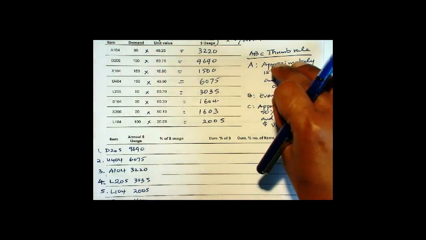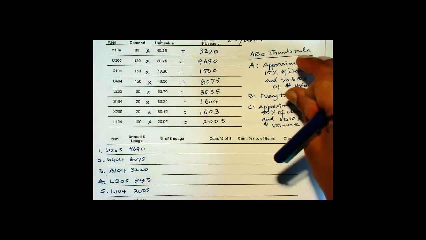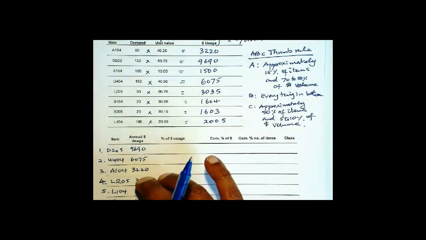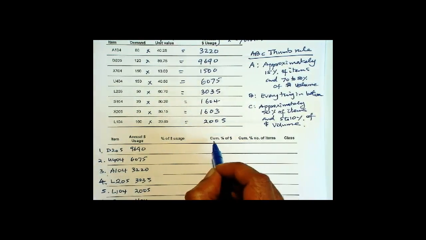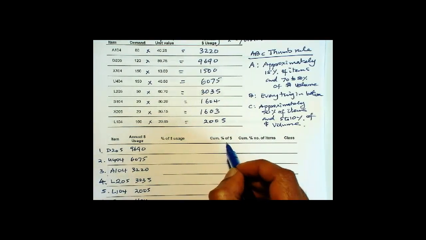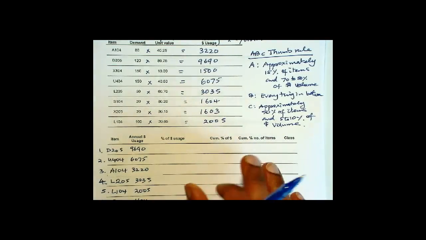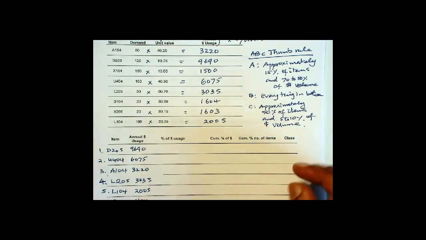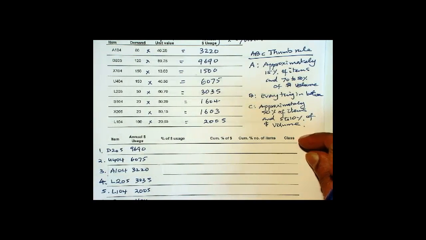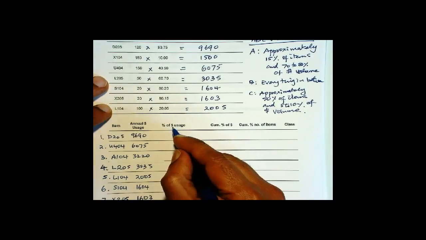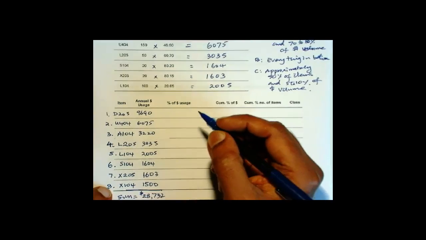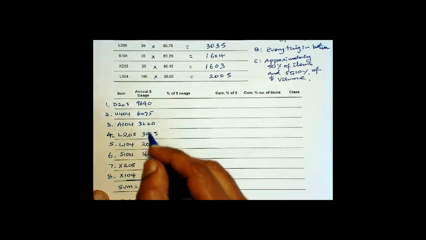So in order for us to reconcile this rule with this, you have to come up with the percentage of dollar usage, the cumulative percentage of dollar usage, and the cumulative percentage of number of items. So these three columns will help us figure out what the class of the item must be. So now let's compute this column, percentage of dollar usage.